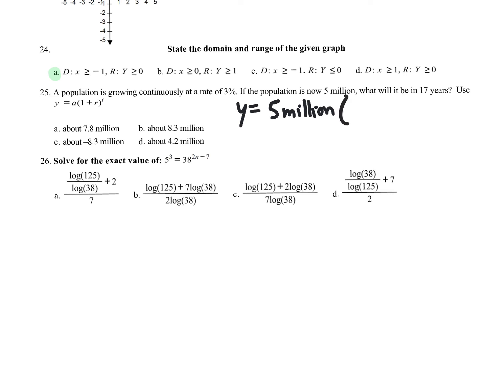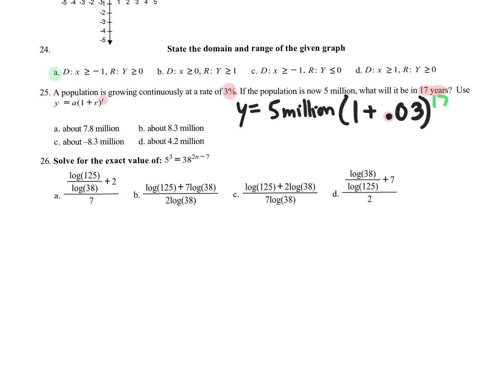Anyway, so we have 5 million times 1 plus the rate. The rate is obviously this percent. However, you want to write it as a decimal, not as a percent. So that would mean that you move the decimal over to the left 2 times, and that will be 0.03. Okay. And then, of course, you close the parentheses, and it's to the power of t, and t is time, right? T is time, and we're talking about 17 years. So it's going to be to the power of 17 right there.